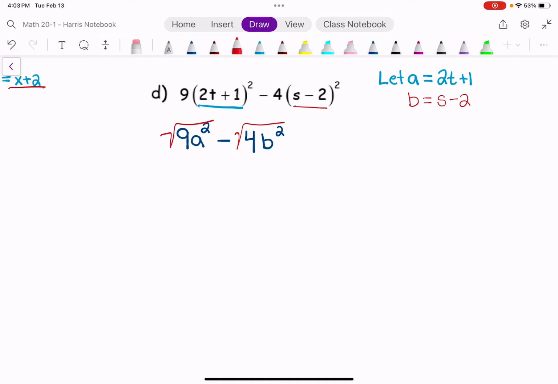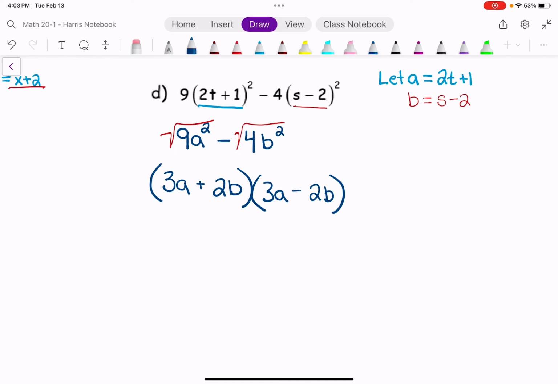So that means that I'm going to split everything up. I'm going to have bracket, bracket. The square root of 9a squared is 3a, so I put a 3a in both brackets. The square root of 4b squared is 2b, so 2b and 2b. And if it's a difference of squares, one gets positive, one gets negative, doesn't matter which one it is.